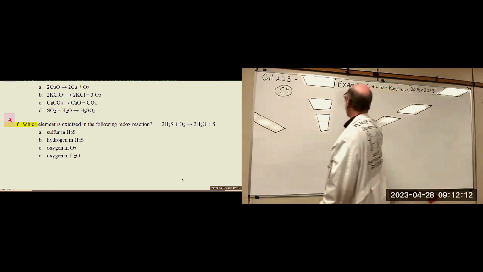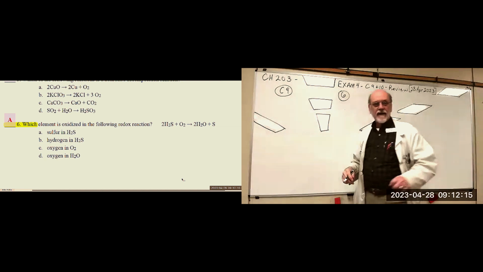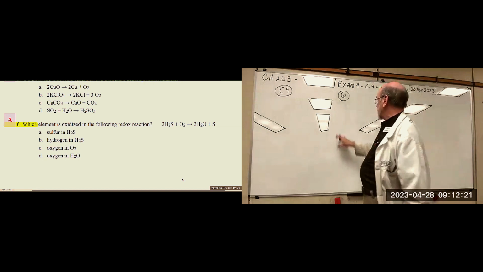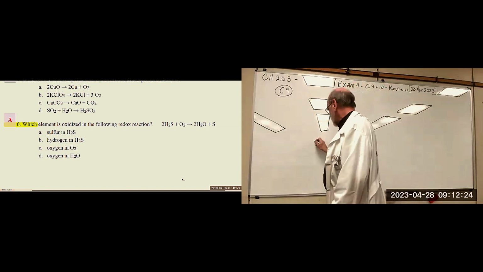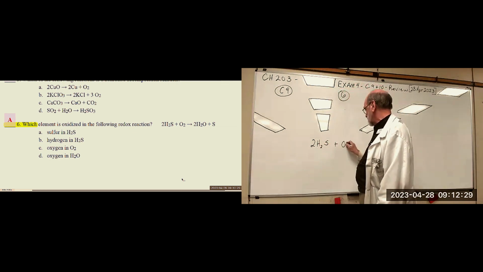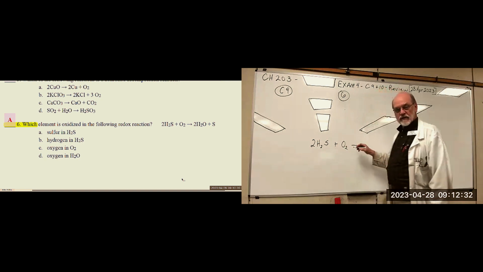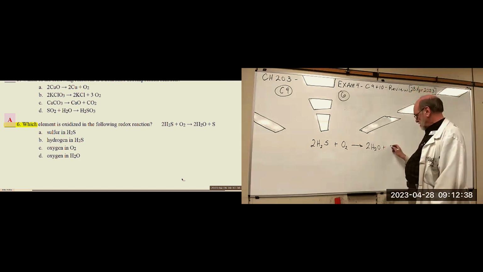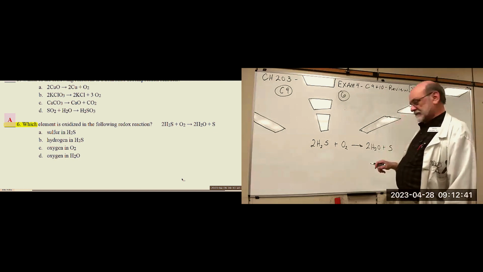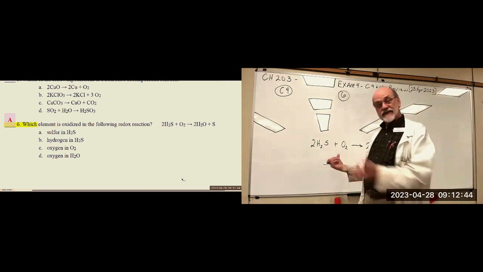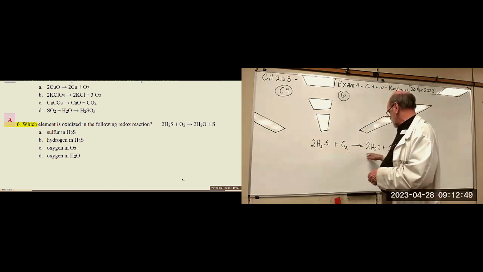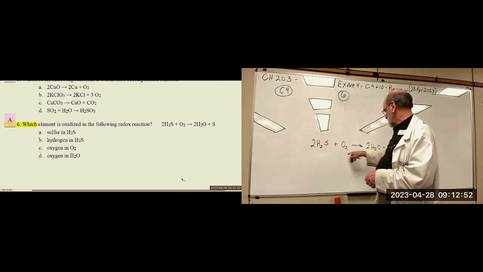Number 6. Which element is oxidized in the following redox reaction? All right, I'm going to write it down here so I can have a little bit more room. So we have 2 hydrogen sulfide, and we have 1 oxygen, and that's going to produce 2 water plus 1 sulfur. Now, first question I always ask myself, is that thing balanced? It should be, but we don't know for sure. Let's see, 4 hydrogens, 4 hydrogens, 2 sulfurs.